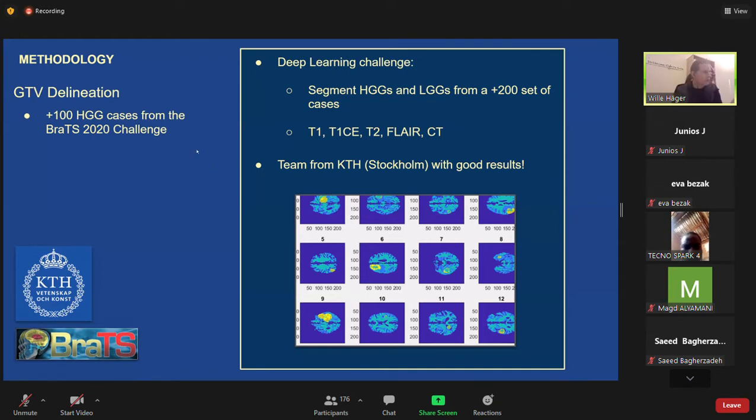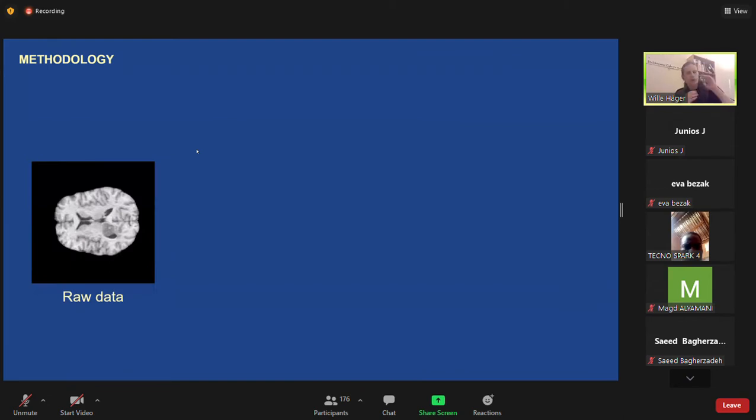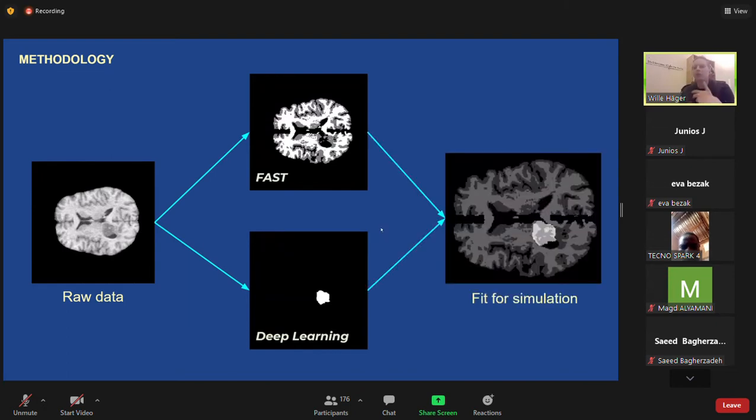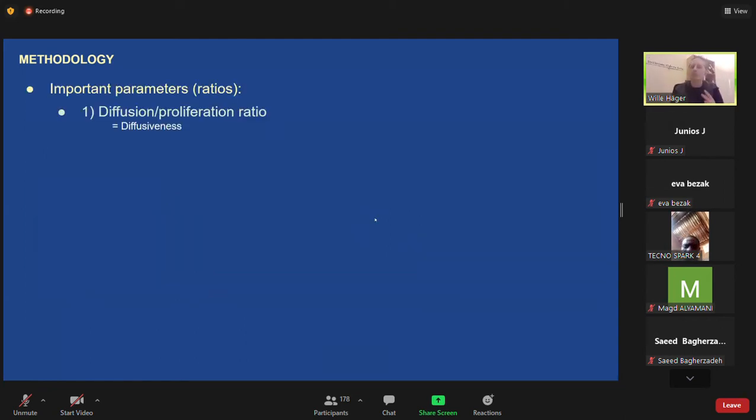So we had some raw data. We segmented it into tissue type and GTV using automated methods, purely because of the sheer number of volume of data we had to deal with. And you combine these two to get something that is actually fit for simulation. But before we start to simulate tumors, we have to discuss 2 important ratios. These ratios, or parameters as I see them, govern exactly how the tumor will grow.